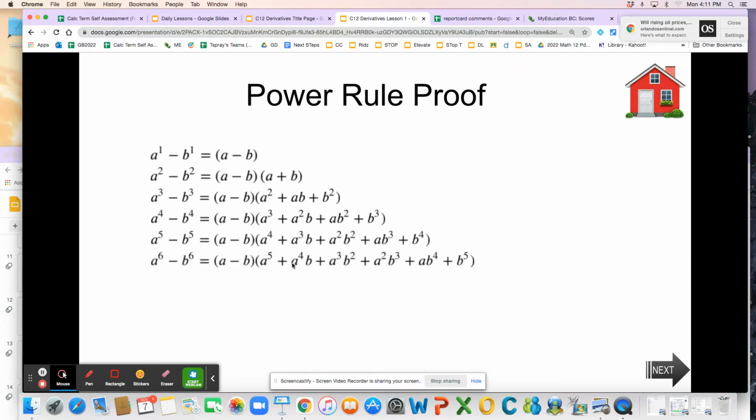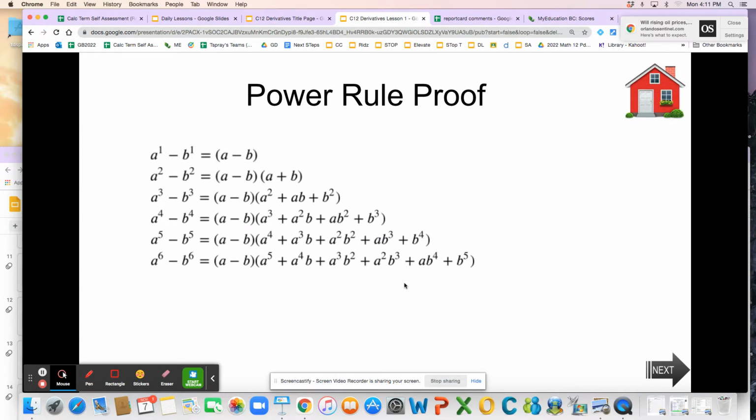If we go all the way down to 6, what do you notice? There's 6 terms, and that's to the power 6. There's another pattern. Do you notice that this is a to the power 4, 3, 2, 1, and the b's are ascending, they're getting bigger? Notice that happens again: a^5, a^4, a^3, a^2, a, and none.